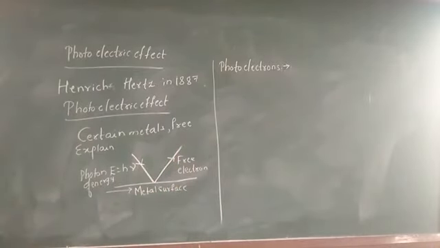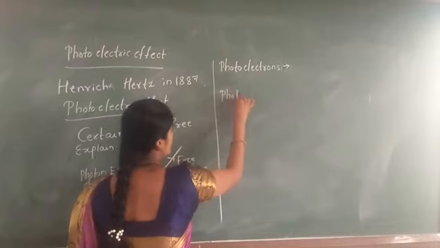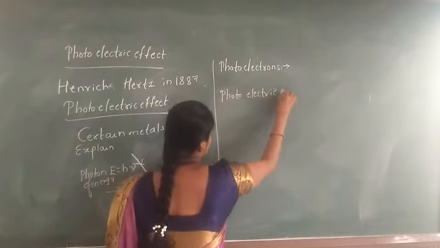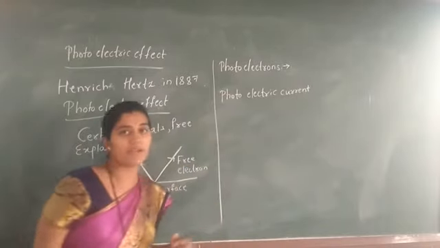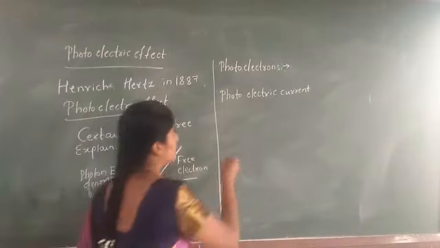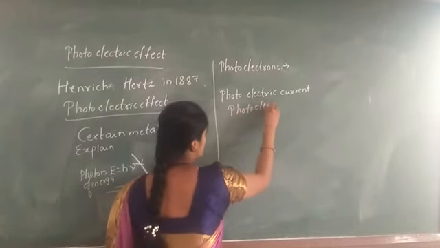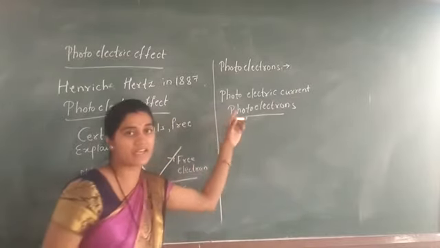Now next we have to consider photoelectric current. The photoelectric current can be defined as the current due to the photoelectrons.